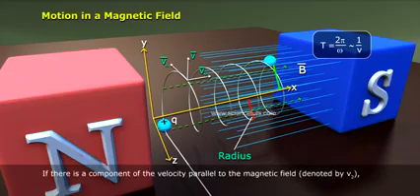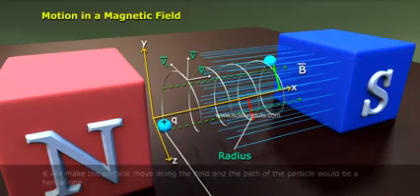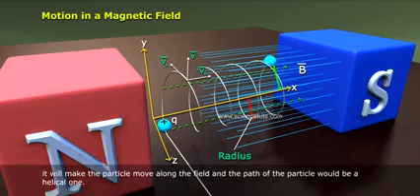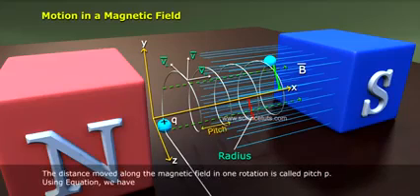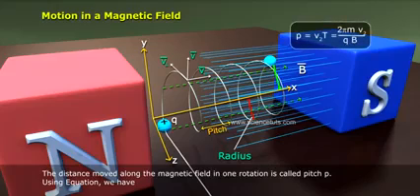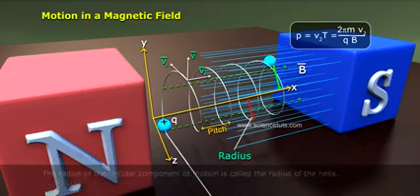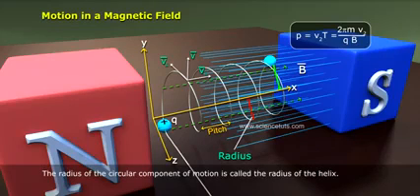If there is a component of the velocity parallel to the magnetic field, denoted by v2, it will make the particle move along the field and the path of the particle would be a helical one. The distance moved along the magnetic field in one rotation is called pitch p. Using the equation, we have p equals v2 T equals 2 pi m v2 by qB. The radius of the circular component of motion is called the radius of the helix.